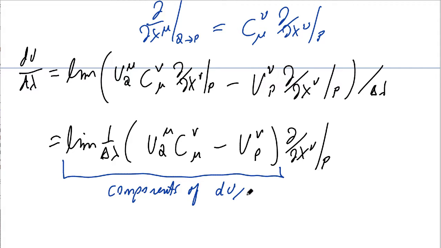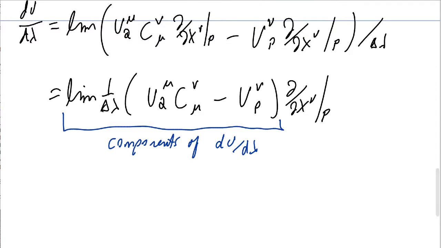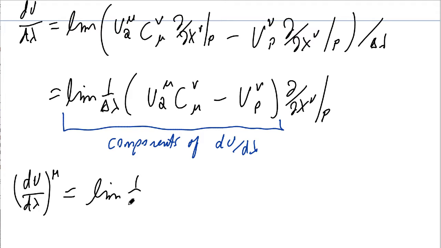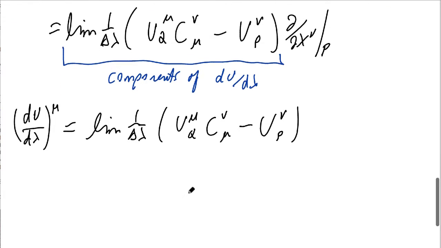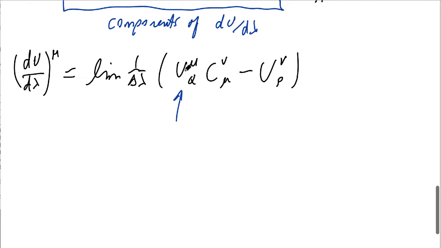The components of dV/dλ. Let's write those components as (dV/dλ)^μ. So this is the limit of 1 over Δλ times [V^μ(Q) C^ν_μ minus V^ν] at point P. Okay, let's take a closer look at the components of the vector field V at point Q.